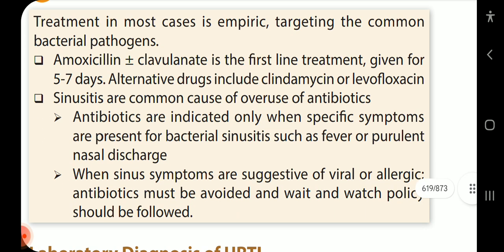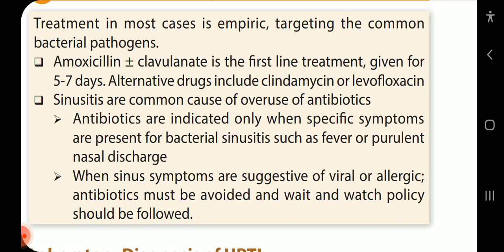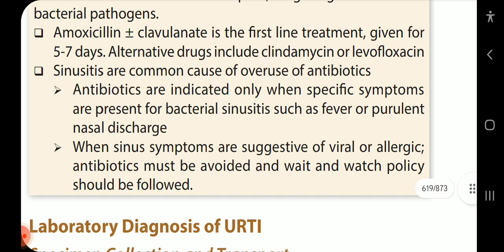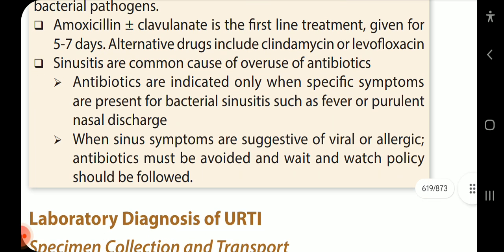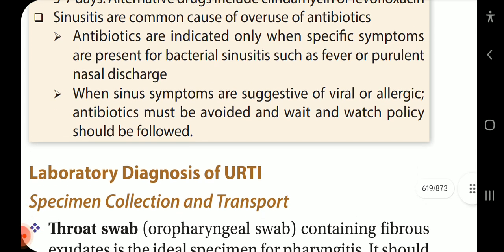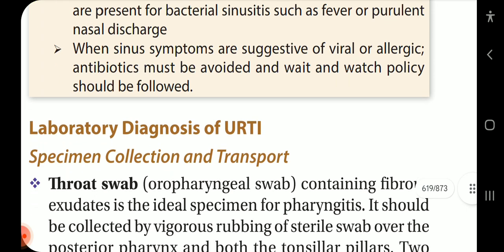Treatment of sinusitis. Treatment in most cases is empiric, targeting the common bacterial pathogens. Amoxicillin plus clavulanate is the first line treatment, given for 5 to 7 days. Alternative drugs include clindamycin or levofloxacin. Sinusitis is a common cause of overuse of antibiotics. Antibiotics are indicated only when specific symptoms are present for bacterial sinusitis such as fever or purulent nasal discharge. When sinus symptoms are suggestive of viral or allergic causes, antibiotics must not be provided and a wait and watch policy should be followed.